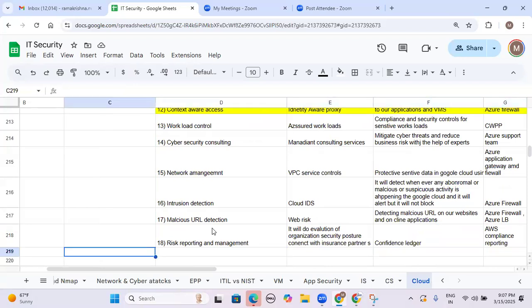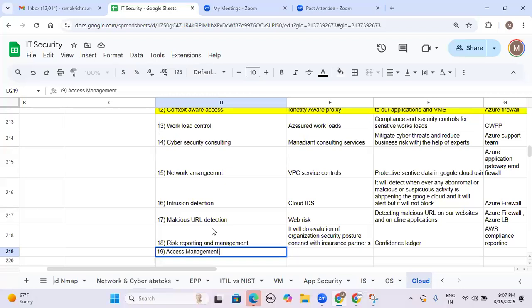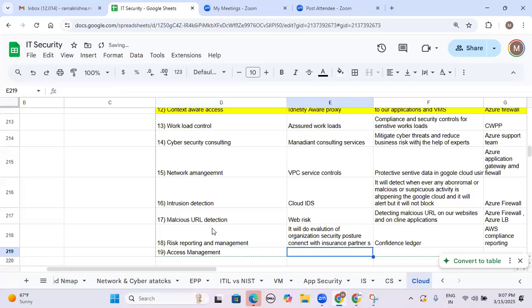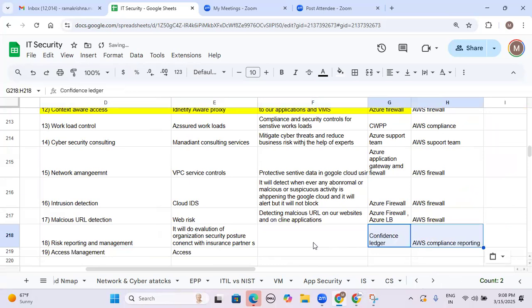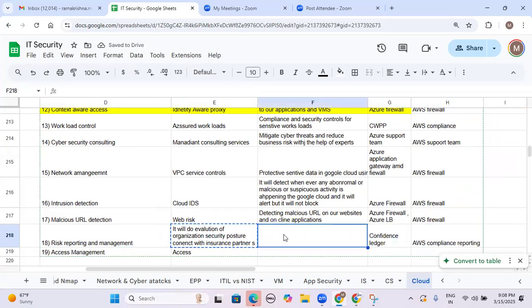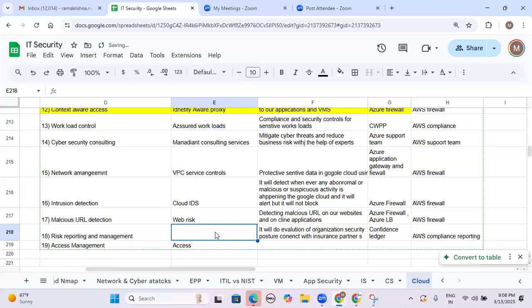So next one, access management. What will this access manager do? Okay, so this one is the access management only. Sorry, I think I gave the wrong one here. I have to change. So the previous one is risk manager.